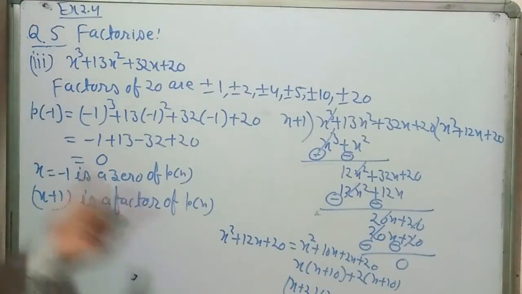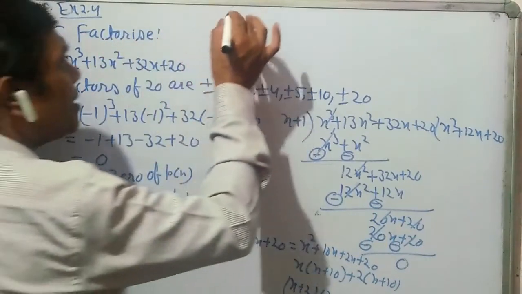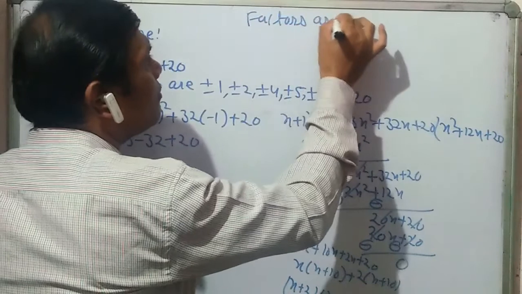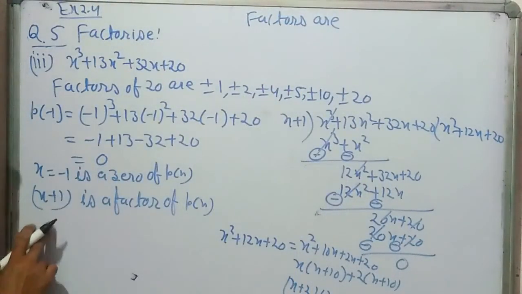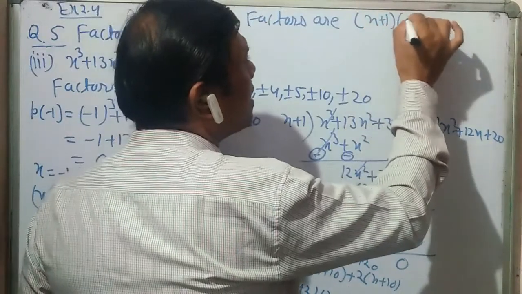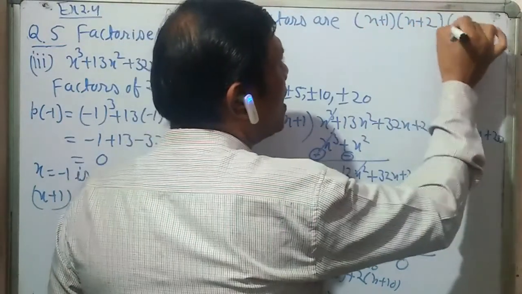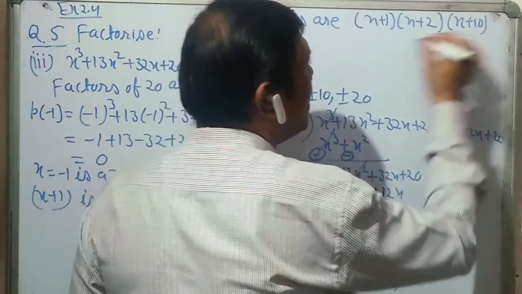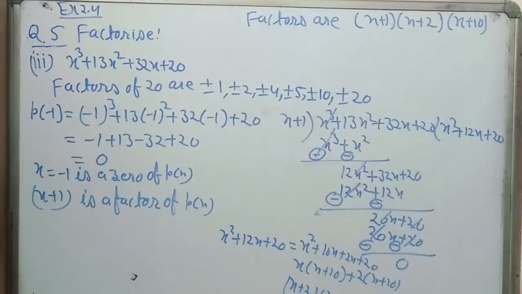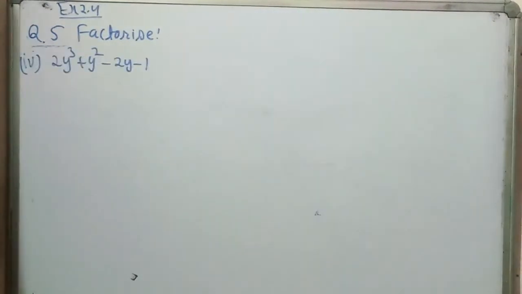So what are the three factors? I'll write it over here. Factors are, the first one was x plus 1, the second is x plus 2, and the third is x plus 10. So that way we are able to find out all the factors of this cubic polynomial.